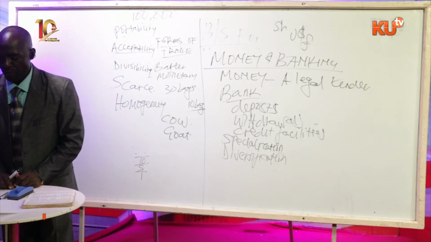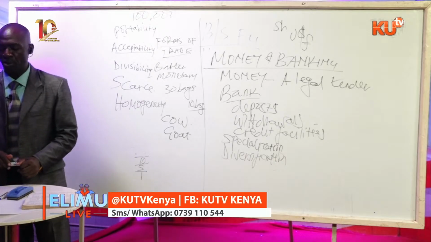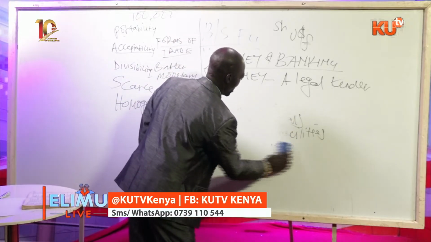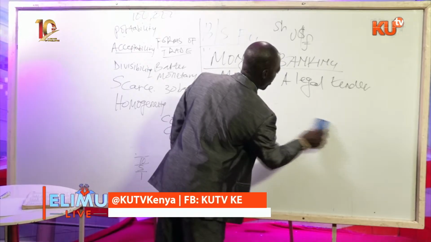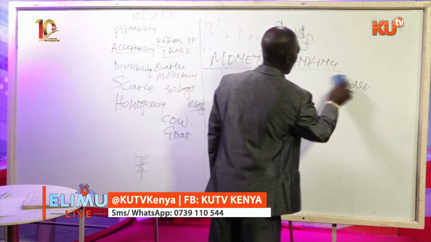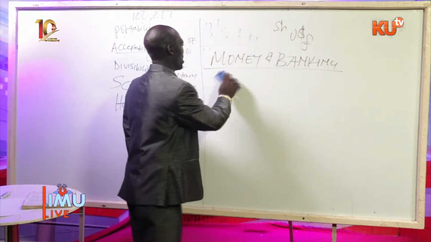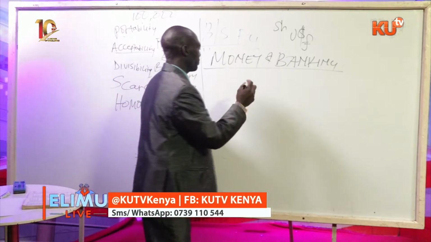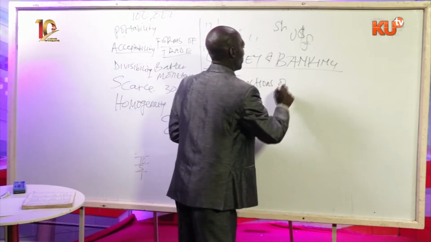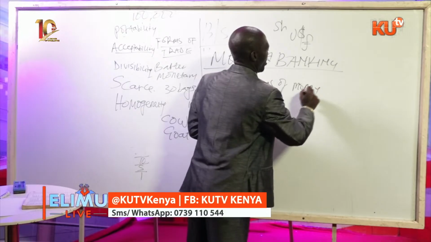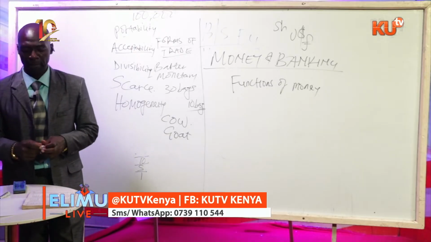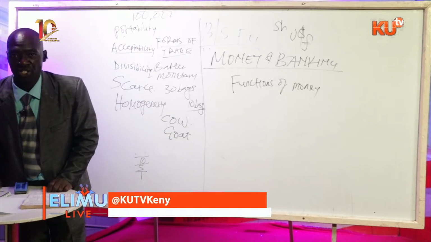And then from the characteristics of money, we can now look at functions of money. We have looked at features of money, now look at functions of money. Remember, we are looking at chapter 3 in book 4, money and banking. Functions of money. Number 1, it is a medium of exchange.